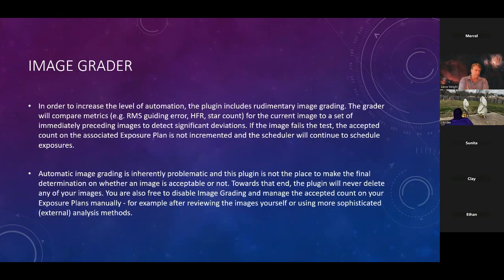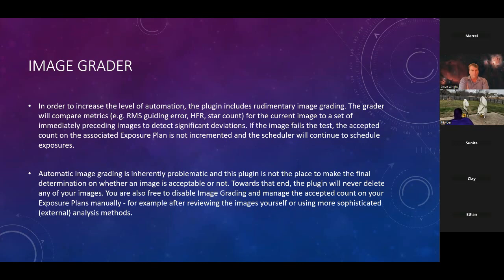The image grader compares metrics: the RMS guiding error, HFR, and star count. It looks at what it's got and keeps rating as it goes. If your star count's too low, it counts that as a bad image. It will still keep the image so you can look at it and maybe use it, but it sets it aside and doesn't count it toward the finished project. So if a little cloud goes by and your stars get faded too much, it will do automatic grading.